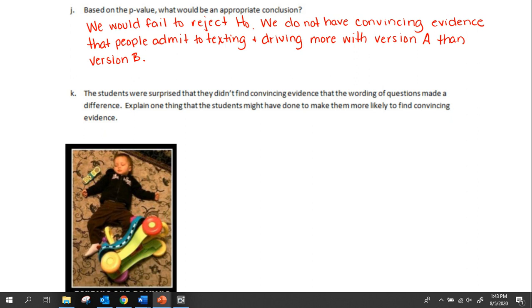The students were surprised that they didn't find convincing evidence that the wording of questions made a difference. Explain one thing the students might have done to make them more likely to find convincing evidence. So one thing they might have done is make the wording stronger in the second one. And also look at who they asked.